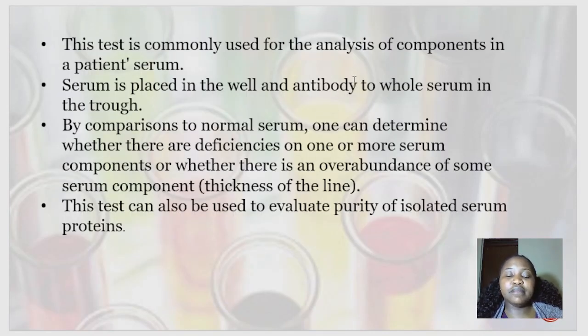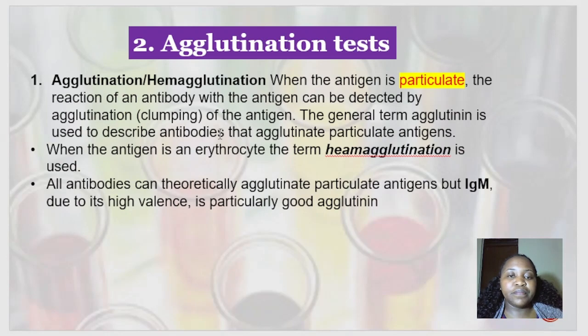So this test can be used to analyze components of your serum. You place the serum in the well and then the antibody to the whole serum in that trough. Then you can compare normal serum and the patient serum. That way you can also detect deficiencies. Maybe this serum is lacking a certain component that was detected within the normal, and maybe it's lacking within your patient. So you can keep comparing.